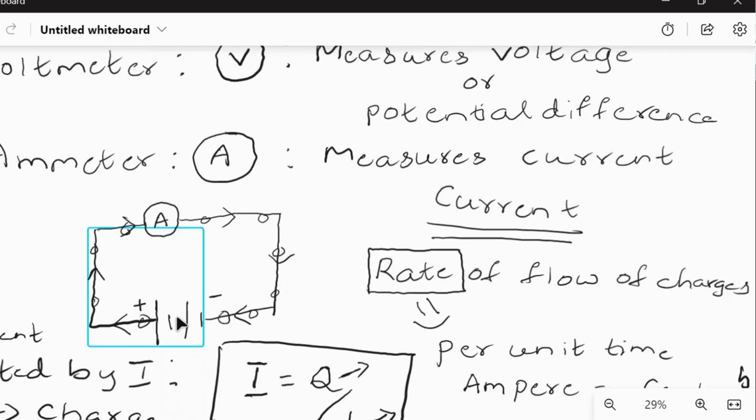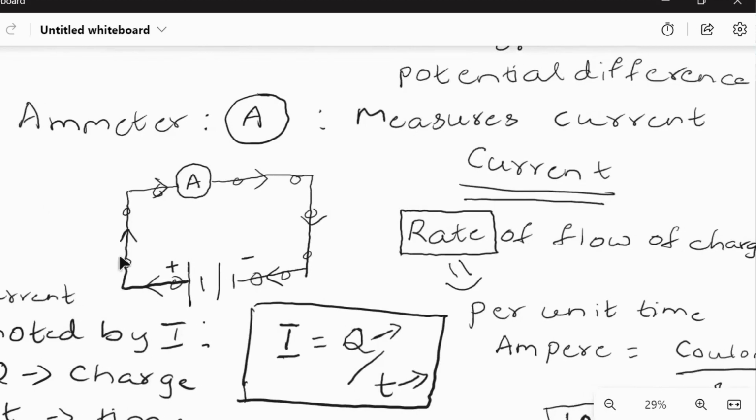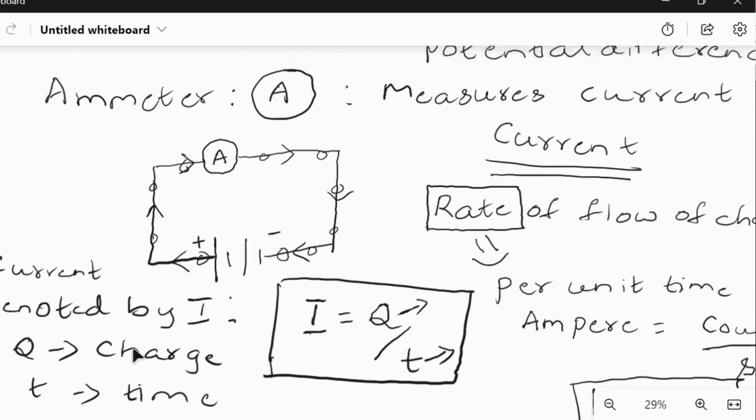First and foremost, how does current pass? How do the charges move? That is defined as current. Current is defined as how many charges move across the conductor in a circuit in 1 second. Here the charges are represented by the symbol capital Q. Remember that. Time is represented by small t. So I is equal to Q by t is the formula.